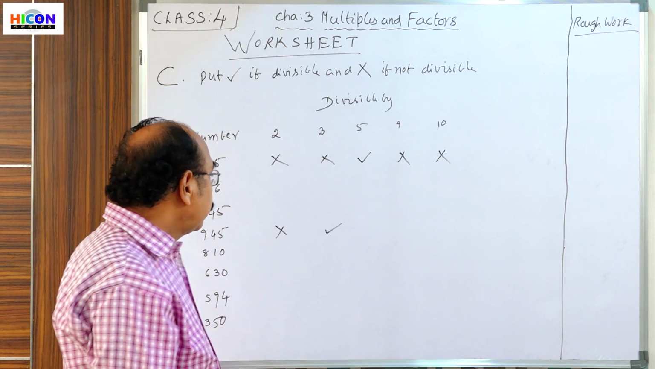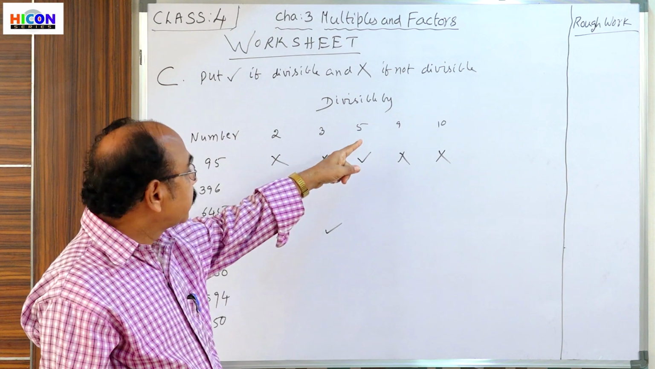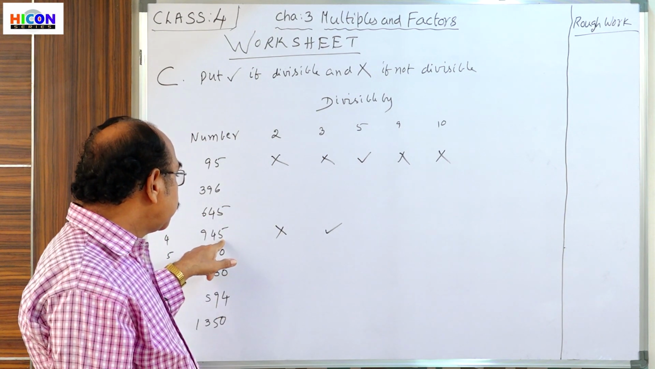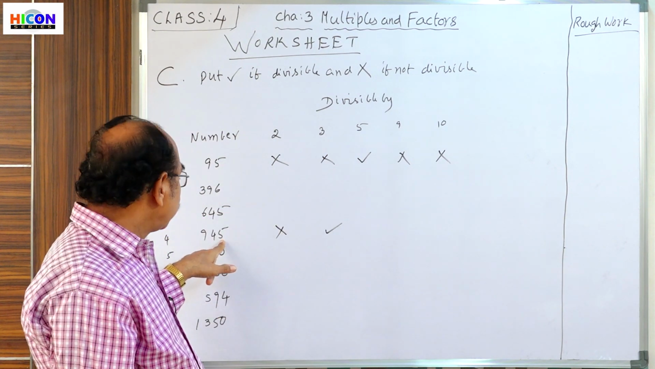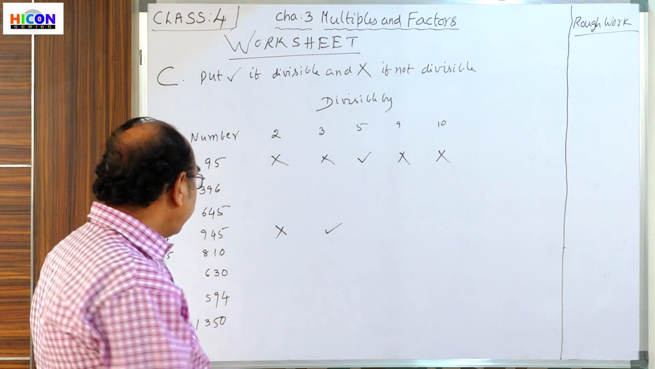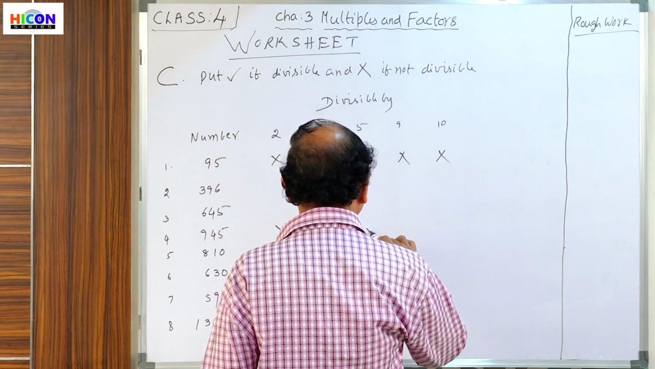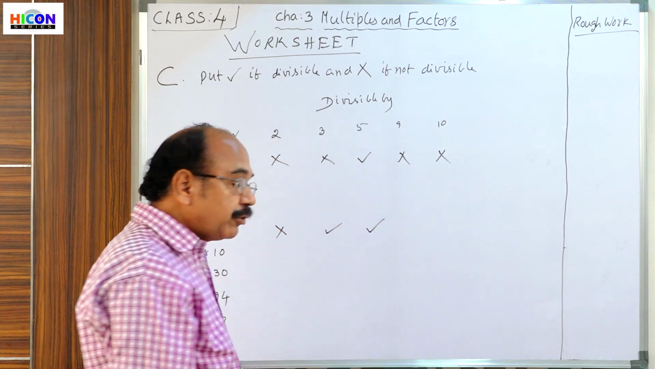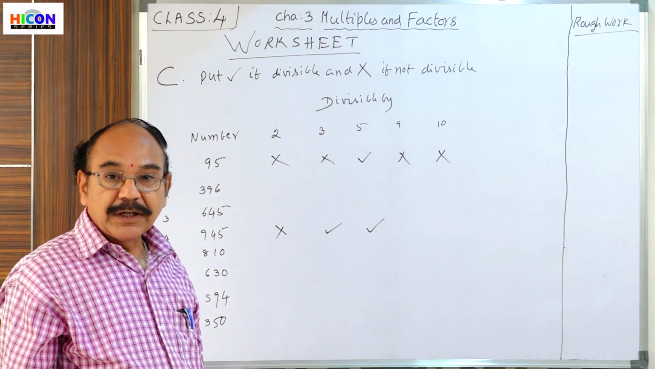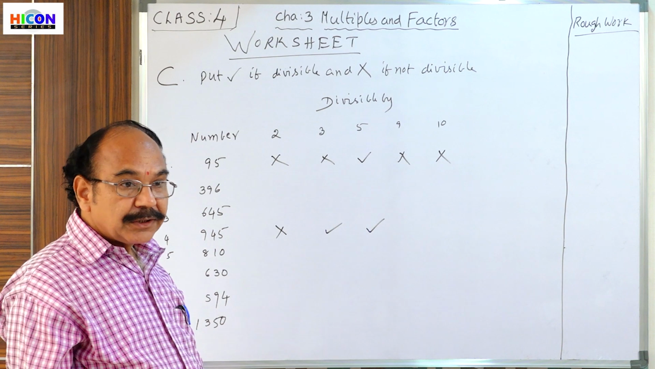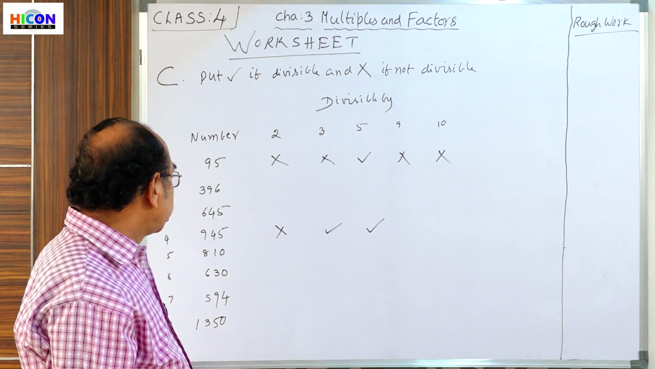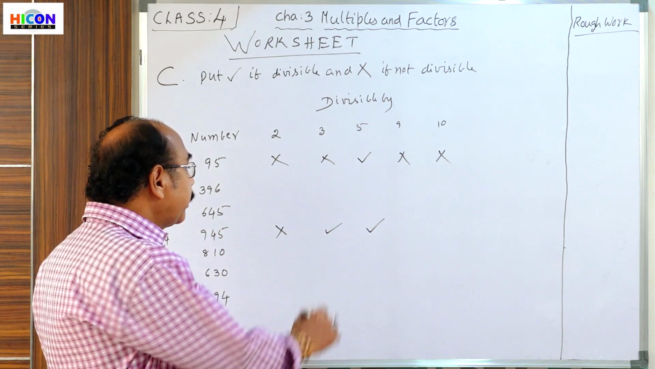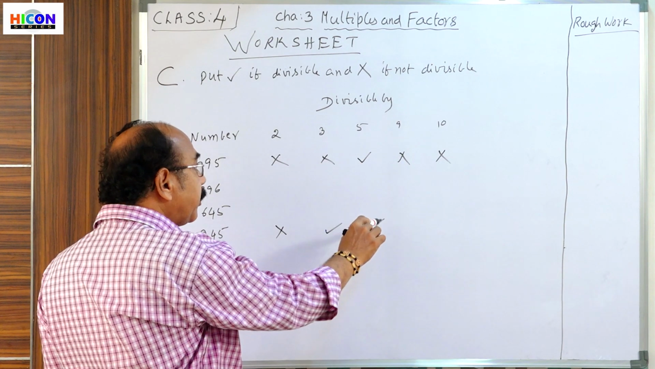Next, now check with 5. Here, what is the units digit? 5 is there. That's why it is divisible by 5. The units digit is either 0 or 5, then we say that it is divisible by 5. Okay, children, 945 is divisible by 5. That's why we keep a tick mark.